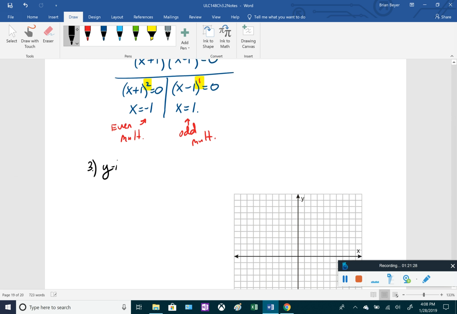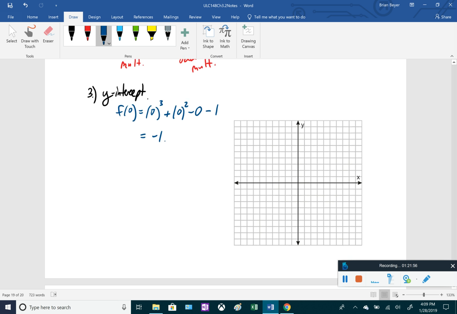So next thing is the y-intercept. So we plug in a 0. So we evaluate f of 0. And we get 0 cubed plus 0 squared minus 0 plus 1. What is that, minus 1? So we get negative 1 is our y-intercept.